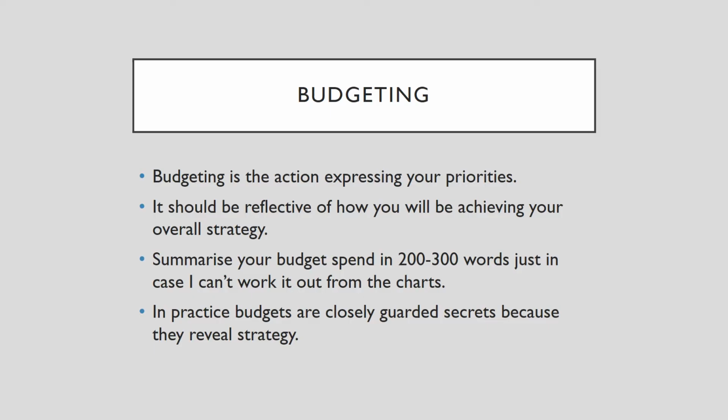Budgeting is the action expressing your priorities. It should be reflective of how you'll be achieving your overall strategy. Summarise your budget spend in 200 to 300 words in your campaign, just in case I can't work it out from the charts. And yes, that has happened. In practice, budgets are closely guarded secrets though, because they reveal strategy.